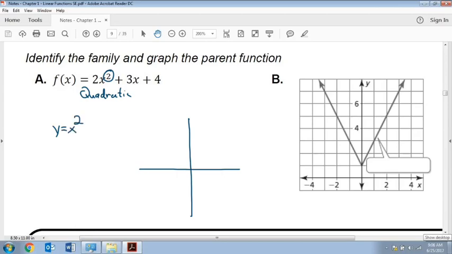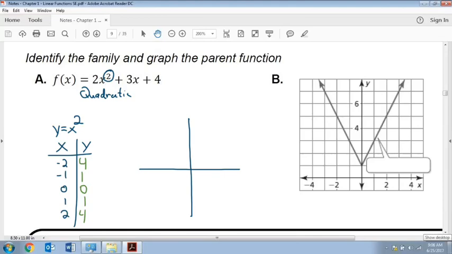So let's get a table of values. X, y, and let's just use a few. Let's use -2, -1, 0, 1, 2. And plug them in. -2 squared is 4, -1 squared is 1, 0 squared is 0, 1 squared is 1, 2 squared is 4.